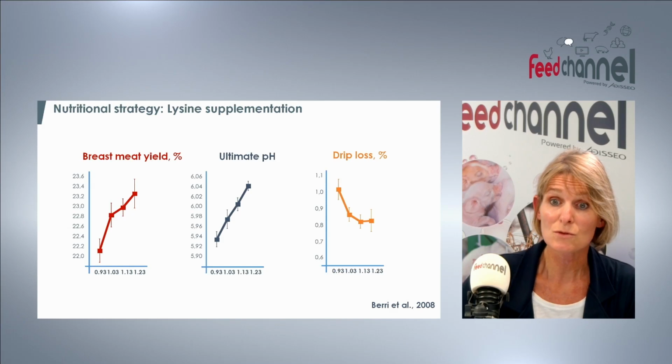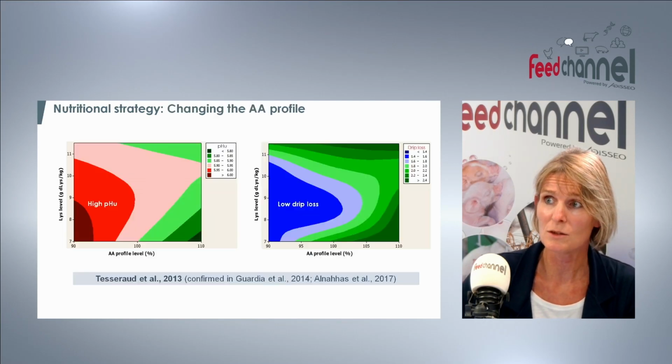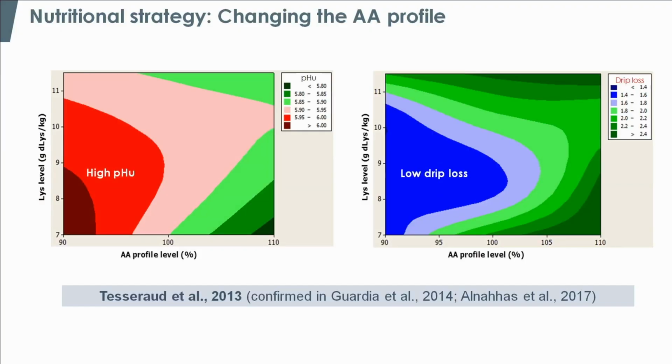So after this promising result, we tried to figure out the relationship between the amino acid balance in the diet and the ultimate pH of the meat. And we designed several studies to look at the response of birds in terms of ultimate pH.